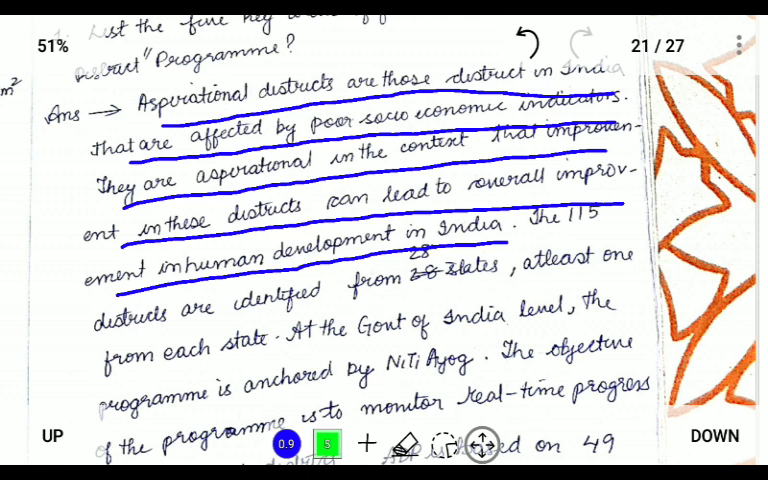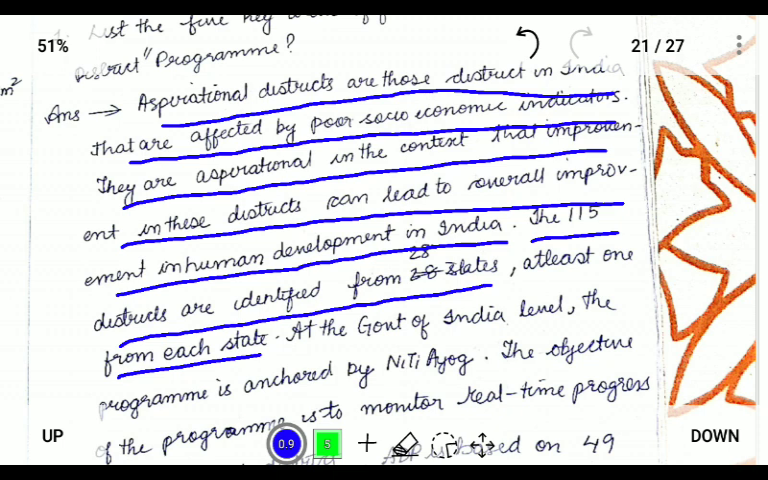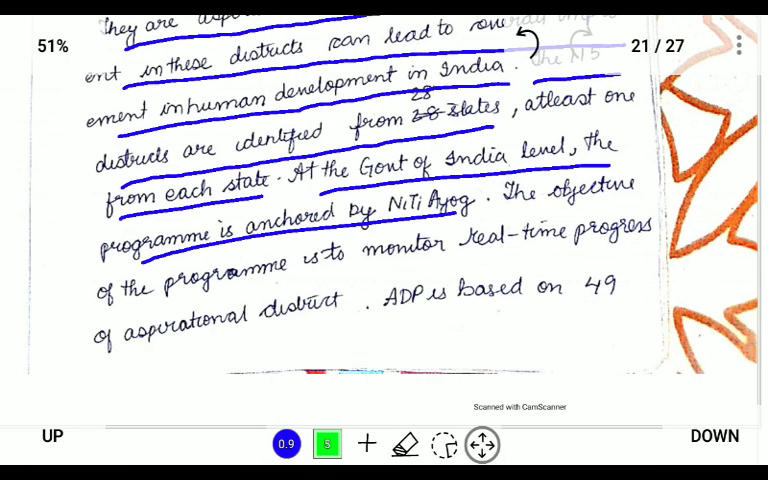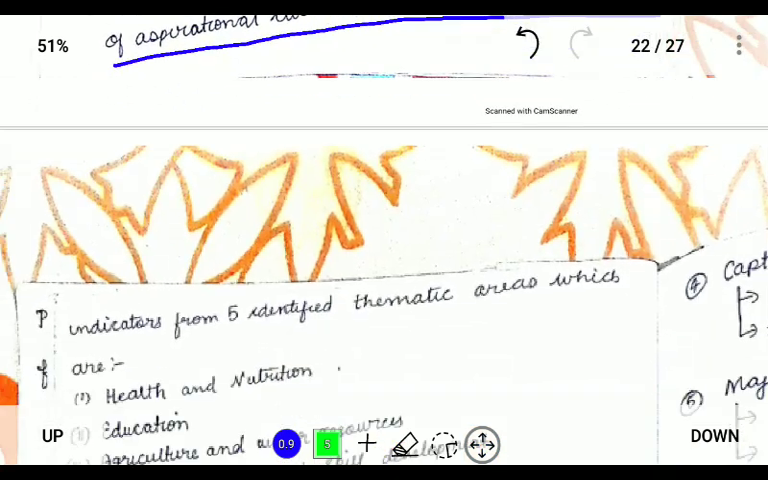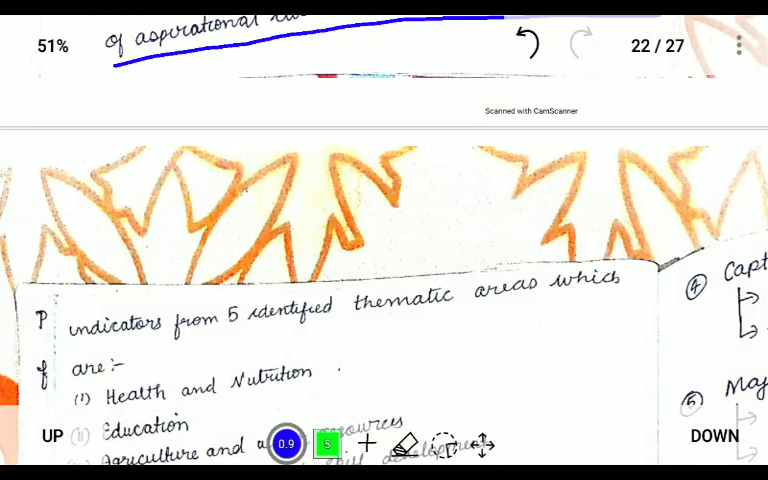and the total districts selected were 115, identified from the Indian states, at least one from each state, and this was anchored by the NITI Aayog. And the objective of the program is to monitor real-time progress of aspirational districts, and the aspirational district program is based on 49 indicators. So there are 49 indicators, out of which 5 thematic areas are the main areas.